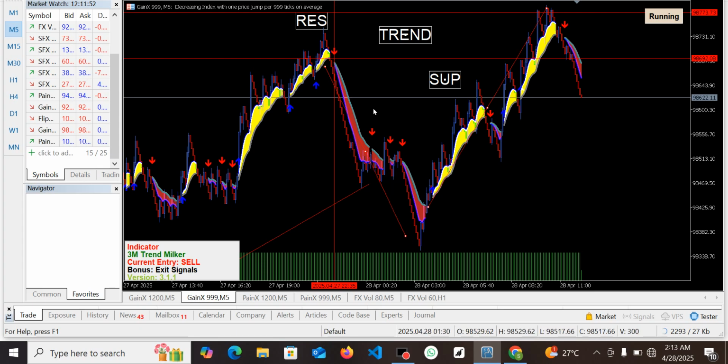So you can see there are spikes in between here, where we have pullbacks. You don't expect it to be selling just like that without any pullback.